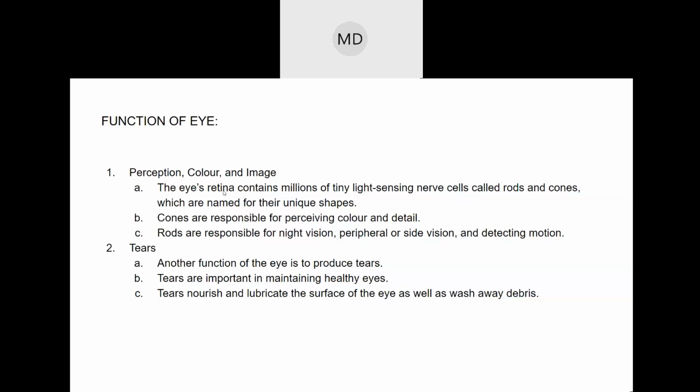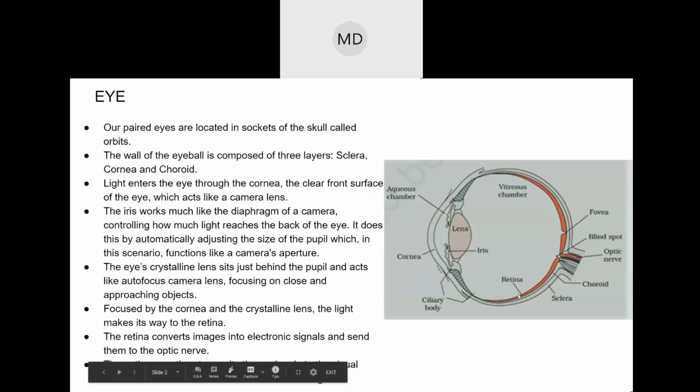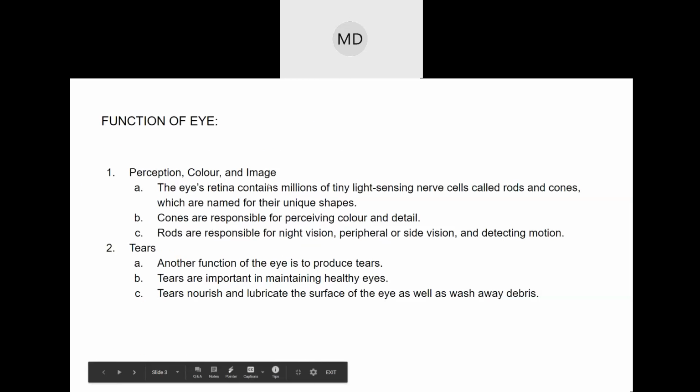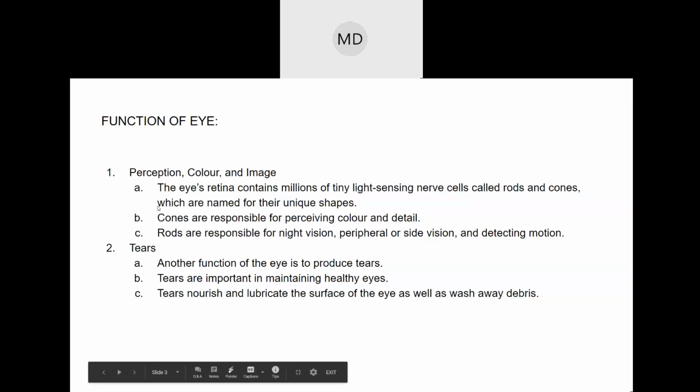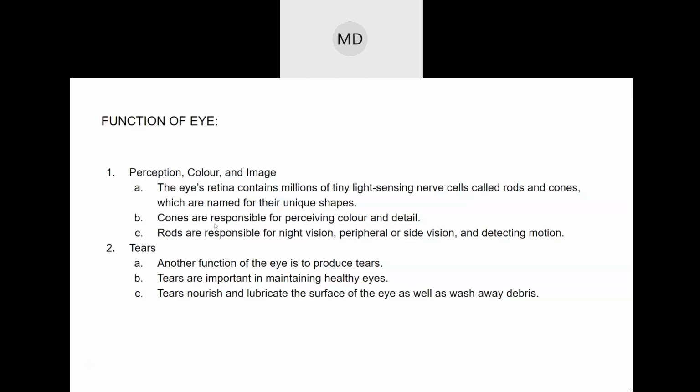One more thing to remember is that in the eye's retina, this red portion, there are structures known as rods and cones. So what is the function of the rods and cones? The cones are responsible for color. You can identify this is red color, this is blue color, this is white, this is green, this is purple. You can identify the color and the detail of the objects because of the presence of cones in our retina.